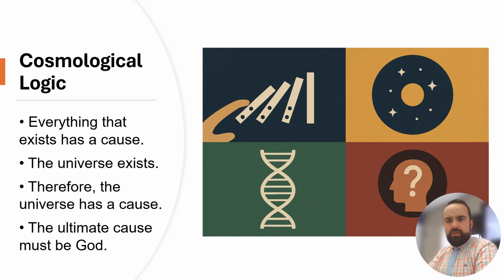So to get into the basic logic of this argument, you have your various premises and the conclusion. So first, everything that exists has a cause. This is our logical premise one. Premise two, the universe exists. Conclusion, therefore, the universe has a cause. It's very logical and it fits together nicely.